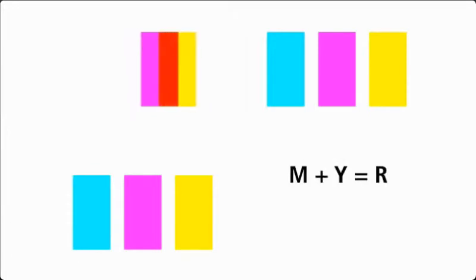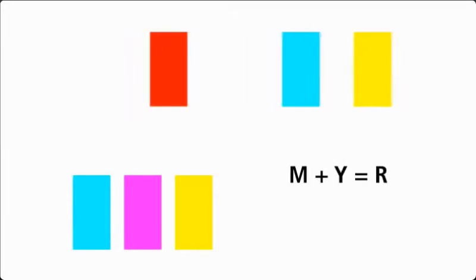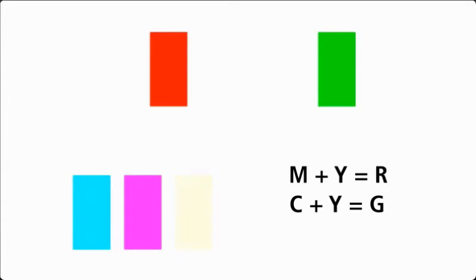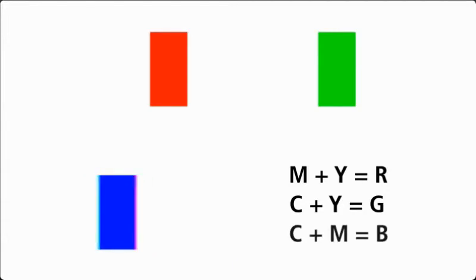And you can get back to RGB by mixing cyan, magenta, and yellow together. Magenta and yellow make red. Cyan and yellow make green. And cyan and magenta make blue.